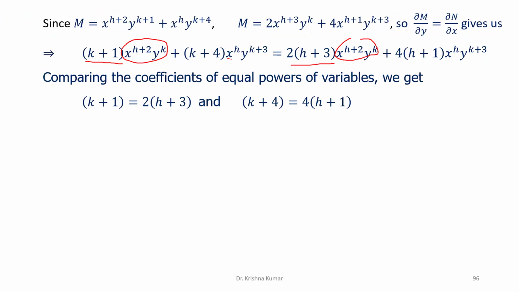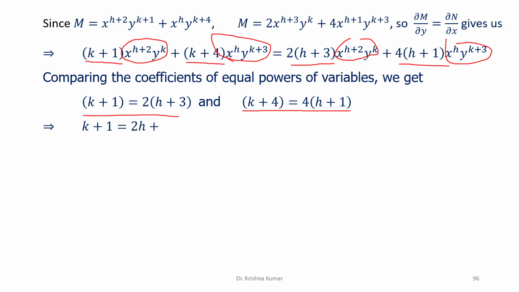Similarly, x to the power h, y to the power k plus 3, and x to the power h, y to the power k plus 3. So if we see this term again, their coefficient is k plus 4, which is equal to 4 times (h plus 1). So now these are the two equations in h and k, and if we simplify these two equations, we are able to get the values of h and k. So k plus 1 is equal to 2h plus 6, and k plus 4 is equal to 4h plus 4. So this 4 and 4 will cancel.